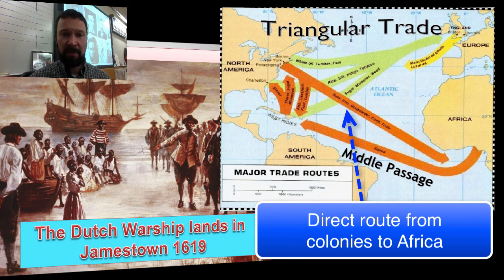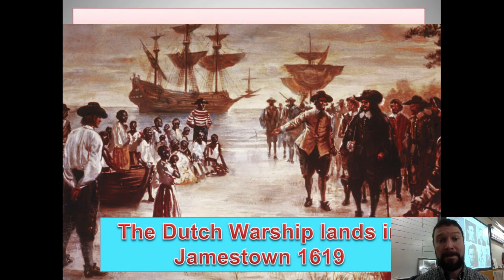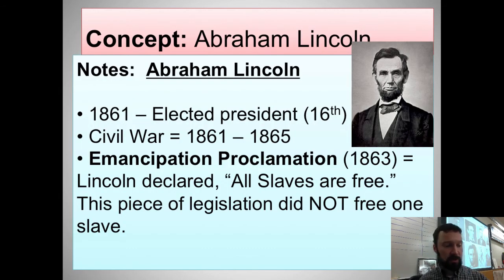Now, it's not the same form of slavery that we see much later on. In fact, a lot of these original slaves become free. They own their own land, they keep their own money, they pass it on to their children, and so on. So, yeah, much different than we see later. And that image was, of course, the Dutch ship landing.